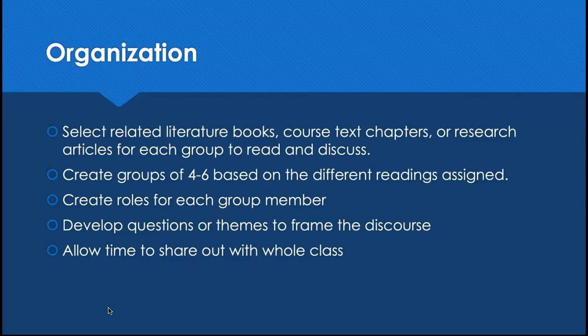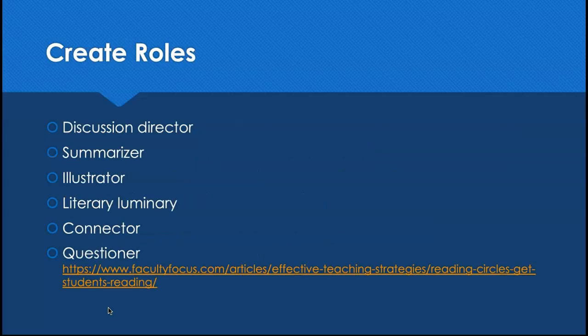So how do you get this organized? Basically, select related literature books, for example, or text chapters or research articles for each group to read and discuss, and give them the choice so that they can select, and then you put the groups based on the choices that they made and related to the themes or content that you're teaching. You create groups, usually of no more than 6, based on the different readings that are assigned. You create roles for each group member. You develop questions or themes to frame the discourse if needed, or you have the students do that prior to, and allow time to share out with the whole class.